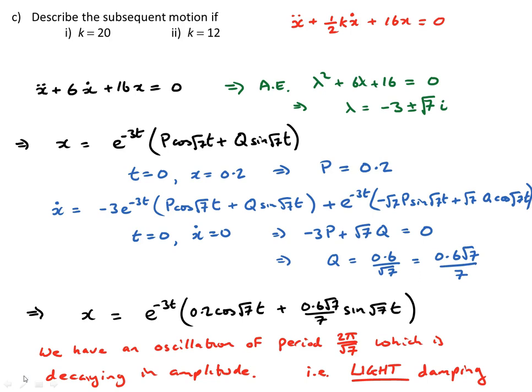So what we've got here is an oscillation formed by the trigonometric functions, but the size of this oscillation is certainly decaying because of the e to the minus 3t term. So in this case we've still got an oscillation, but the size of the oscillation is decaying, and this is called light damping.